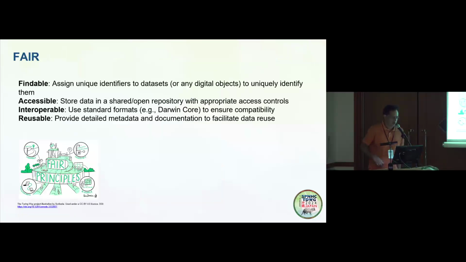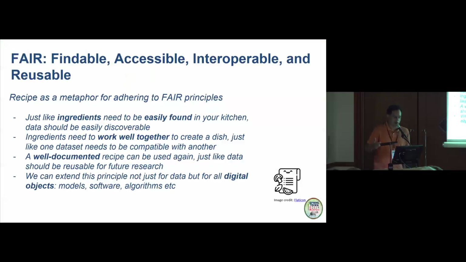Just a brief introduction: FAIR is a concept. It's not a standard, but it's a way to think about how you make your research data better. One way you can think about it is that in your kitchen you have recipes. That's sometimes useful. Let's say you want to find the ingredients. You need to find them easily, and the same should be true for data. Ingredients should work well together.